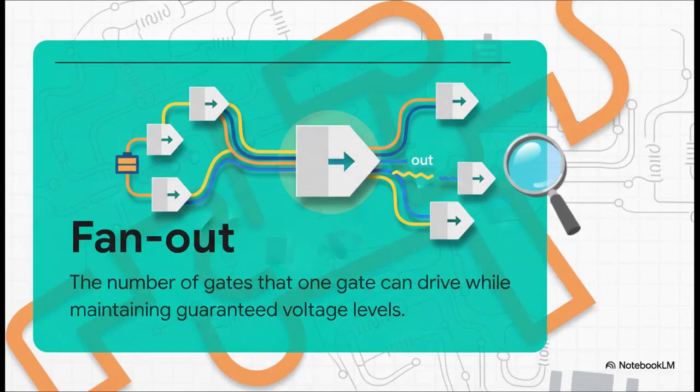Okay, but fan-in is the easy one. The one you really have to worry about as an engineer is fan-out. This is the big one. It's the maximum number of other gates that a single output can reliably drive without breaking its voltage promises.